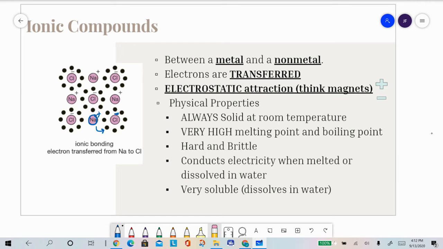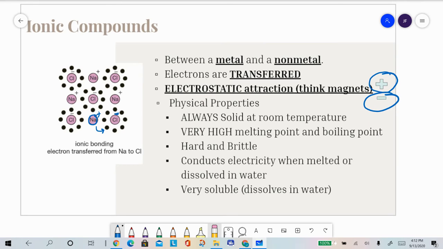And what happens when sodium and chlorine are together is that transfer of electrons happens, and then the atoms are bonded because of an electrostatic attraction. Think about magnets. If I have a positive magnet and a negative magnet, they're going to attract to each other. And that's exactly what an ionic bond is. They're really attracted to each other because one is fully positive and one is fully negative.